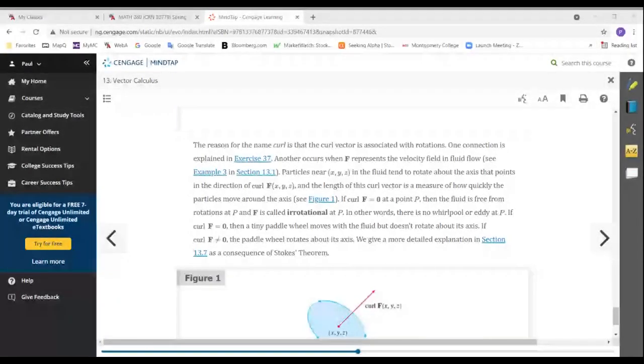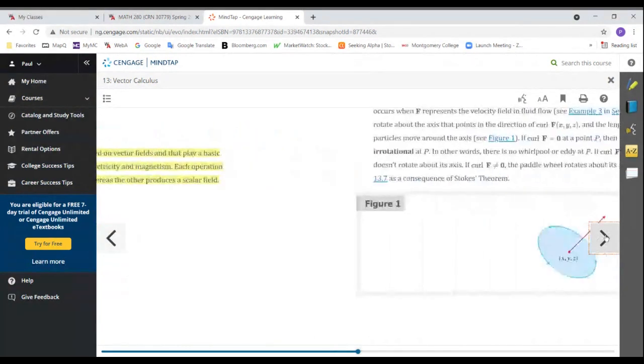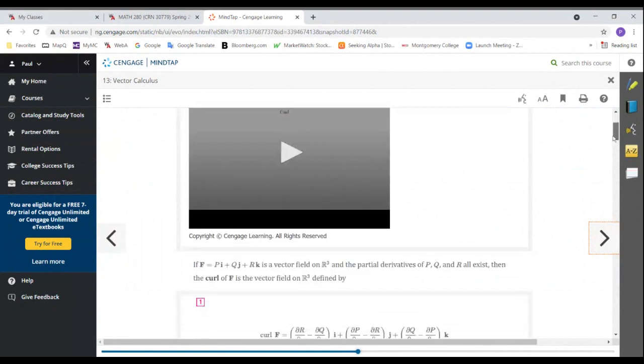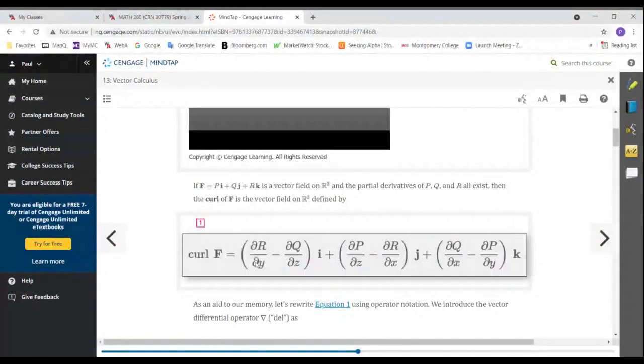Okay, so remember, maybe I'll just point this out. Let me go back here a little bit. So the definition of the curl was a fairly complicated definition. Yeah, that was complicated to remember.